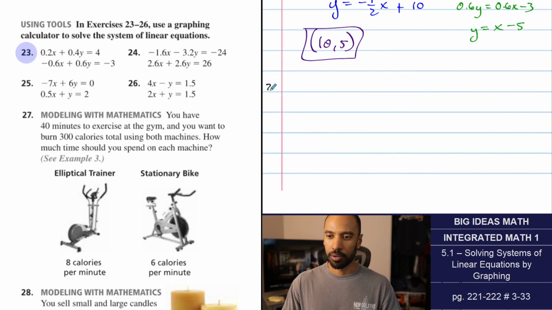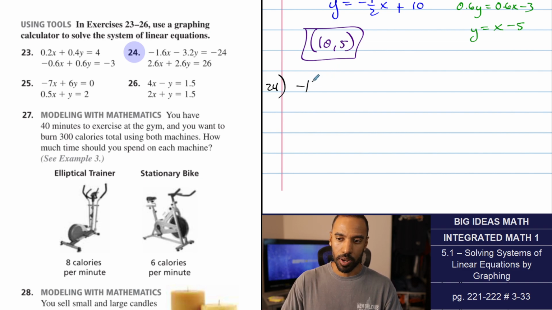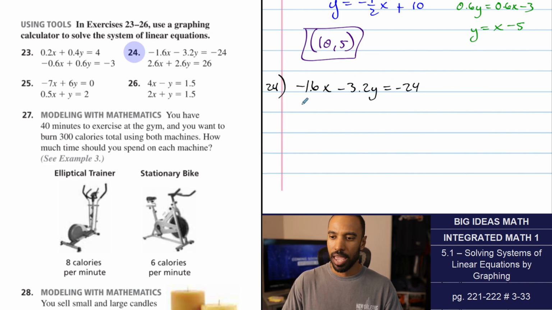Okay, number 24. So yeah, guys, we're going to have to get y by itself on these ones to work this thing out using the graphing calculator. And maybe we have to change our window range. I don't know. That was close. That was right at the end. Negative 1.6x minus 3.2y equals negative 24. And 2.6x plus 2.6y equals 26.